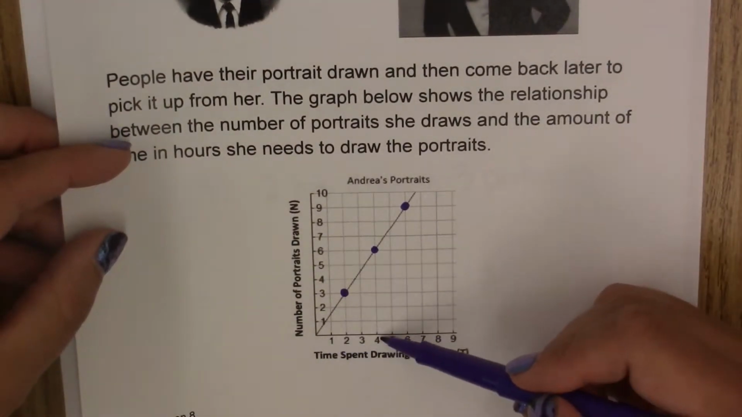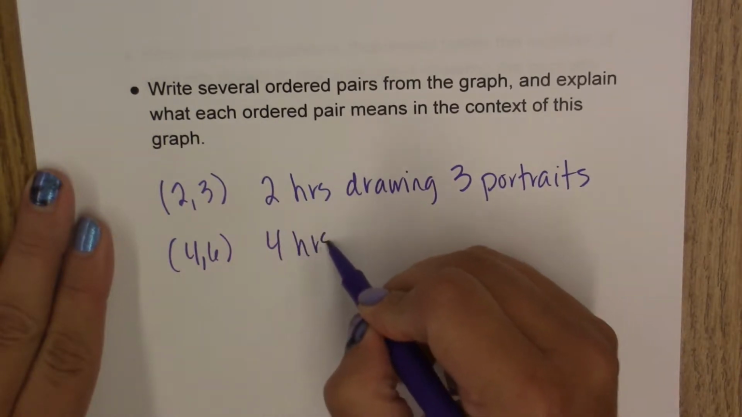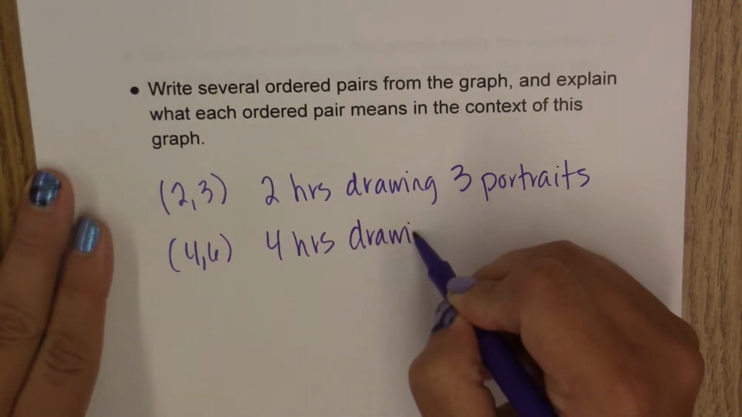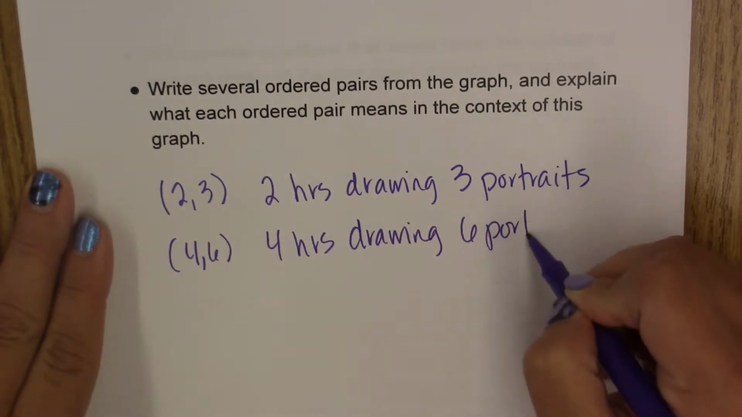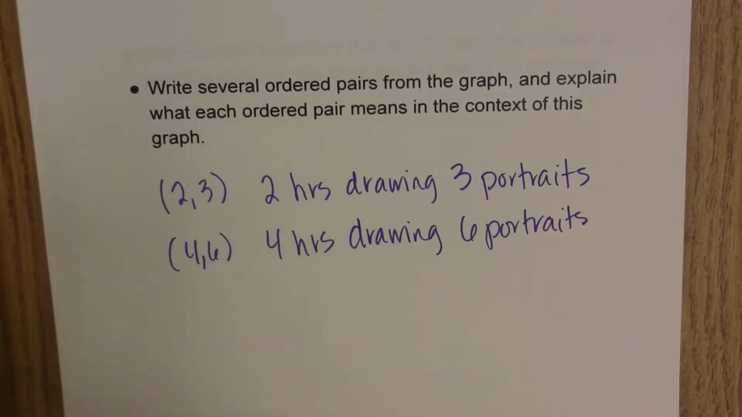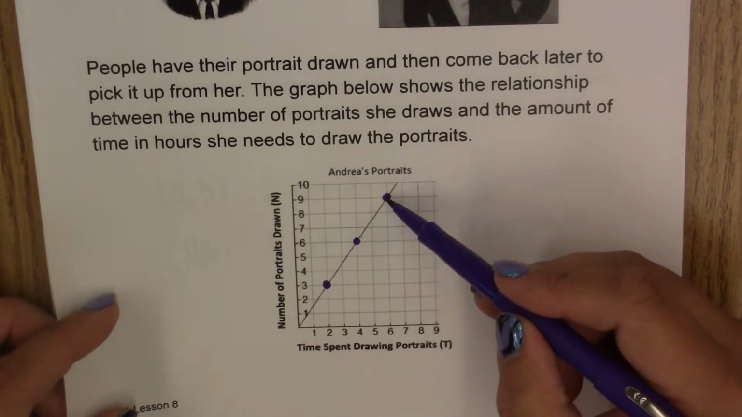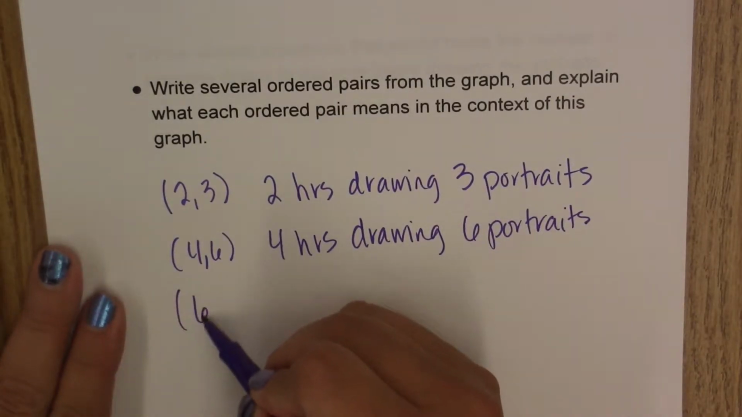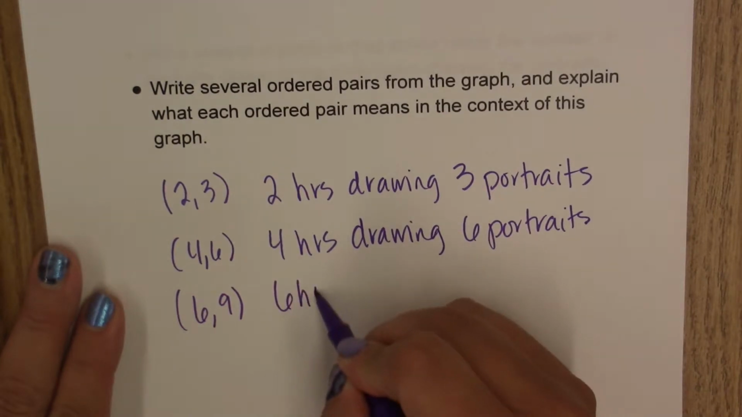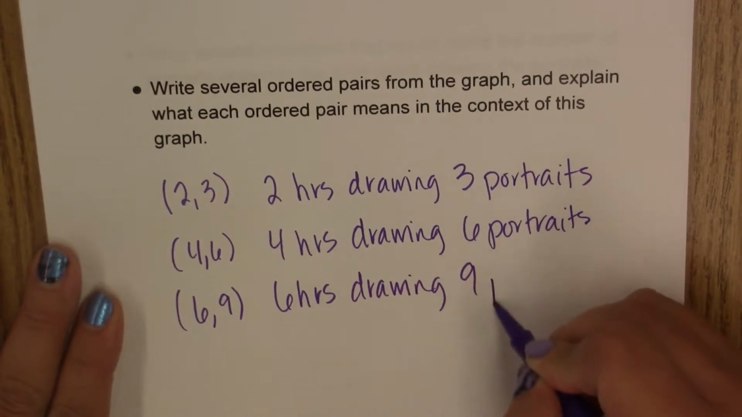Okay, another point on our graph. Let's do the middle one here. So this is (4, 6). So this would be 4 hours drawing, 6 portraits. And then let's do our last point here. So this is (6, 9). So 6 hours drawing, 9 portraits.